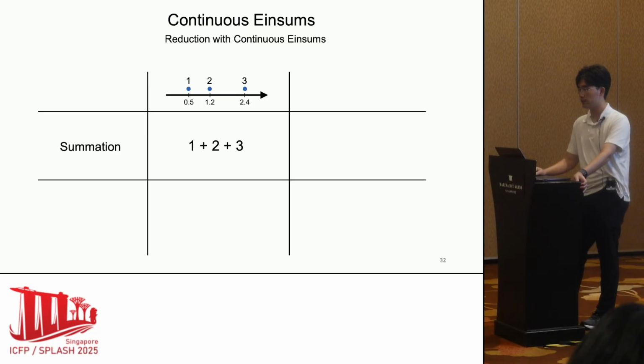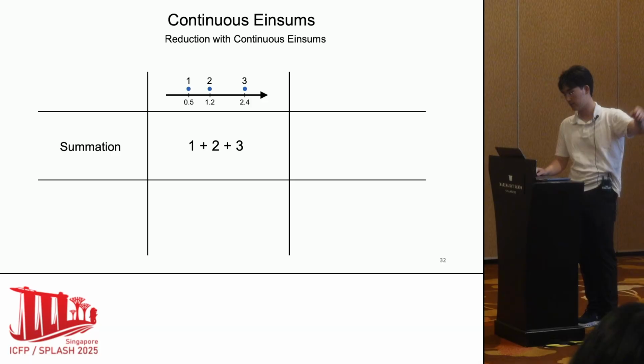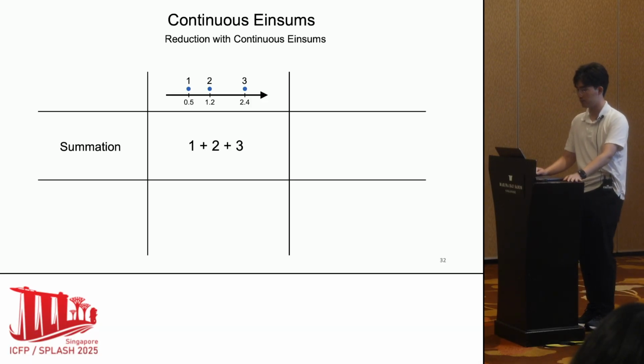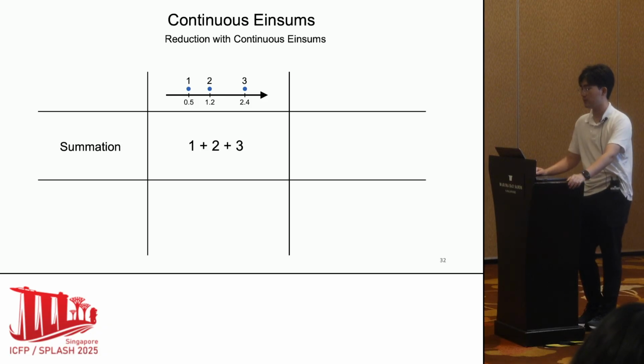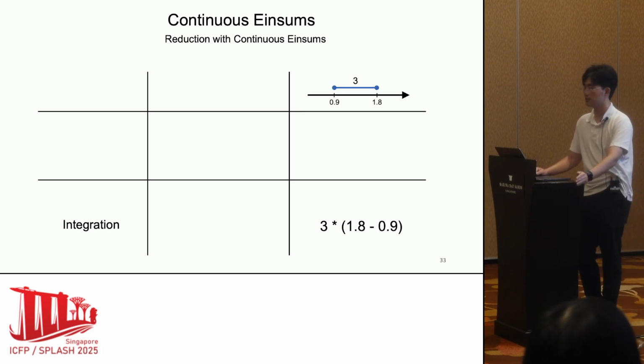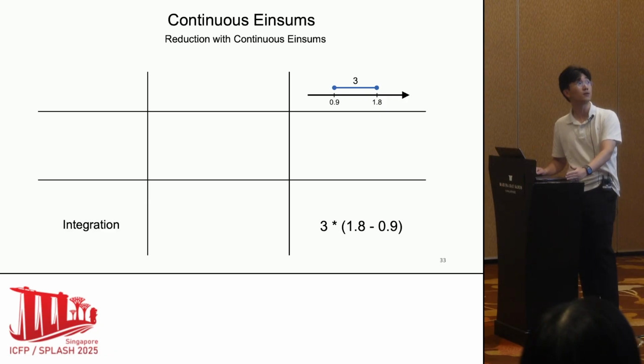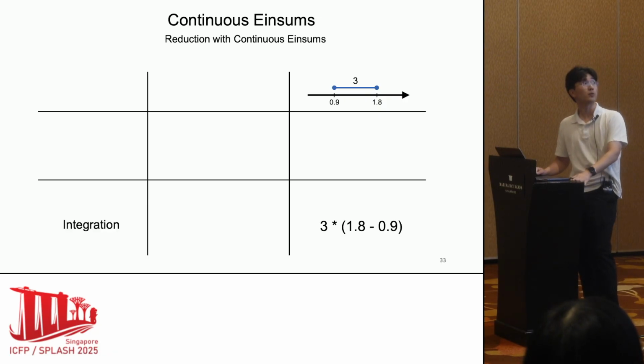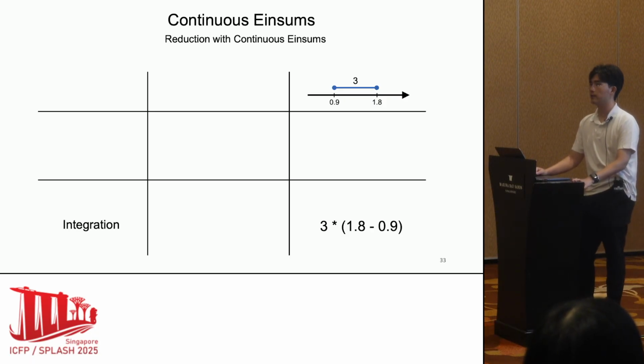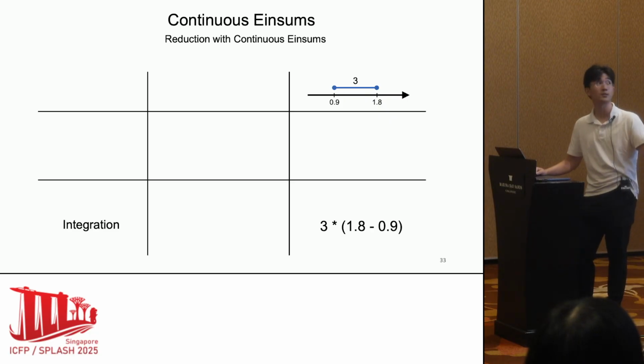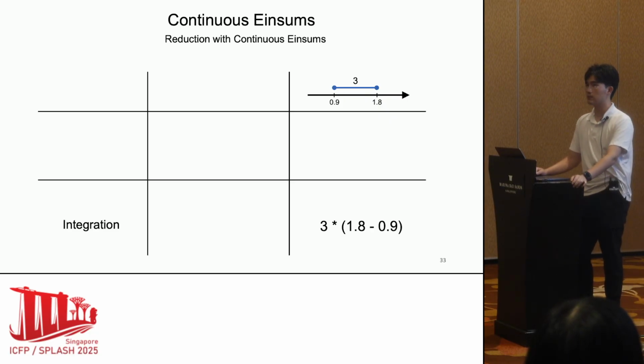And one important difference between traditional Einsum and continuous Einsum is how reduction works on the continuous domain. So let's say we have 3 non-zero points in a continuous vector like this, and we just want to sum them up. In order to do that, we simply add their values together, just like in the discrete case. On the other hand, let's say our user has a 1D continuous vector, but now with an interval. So the value is 3 across the range from 0.9 to 1.8. And if the user wants to multiply this value 3 with its interval length, this means integral.